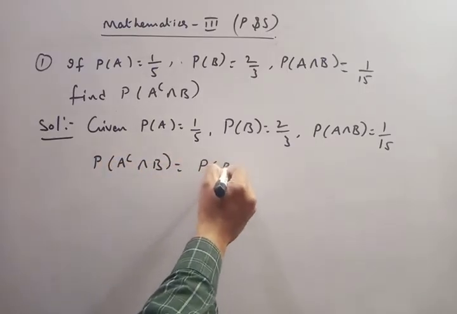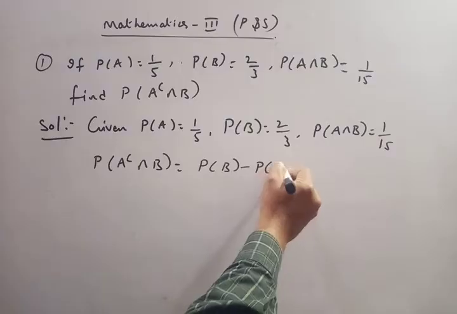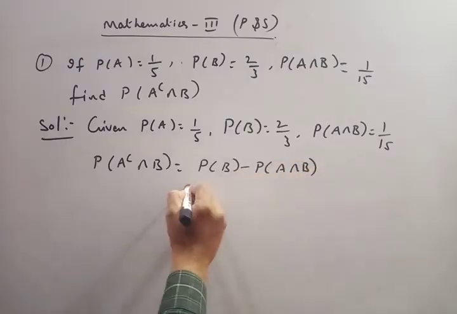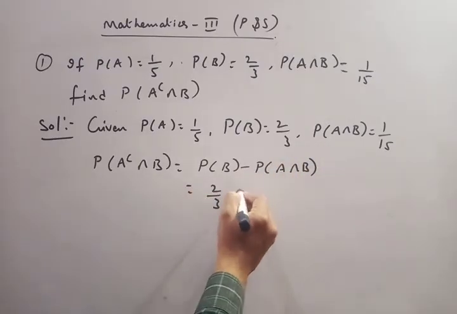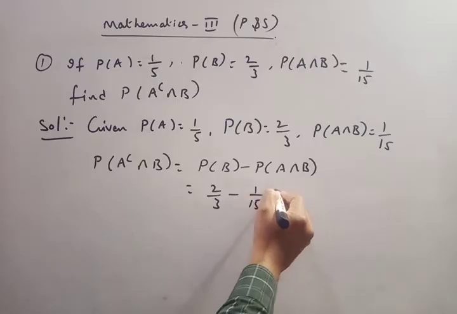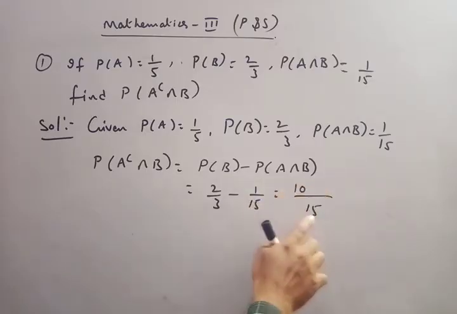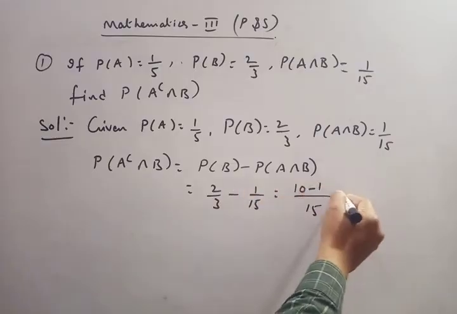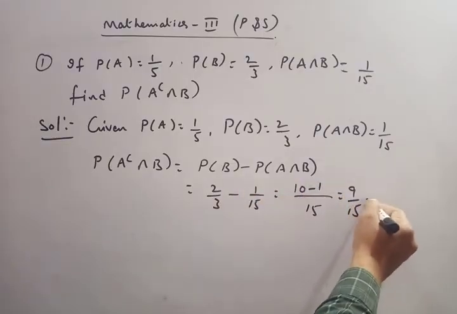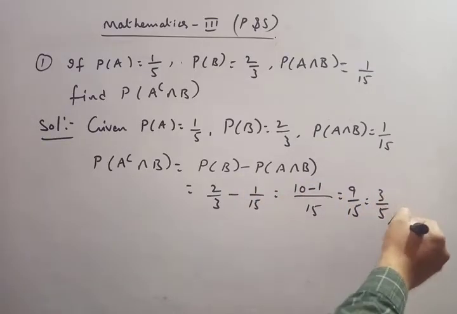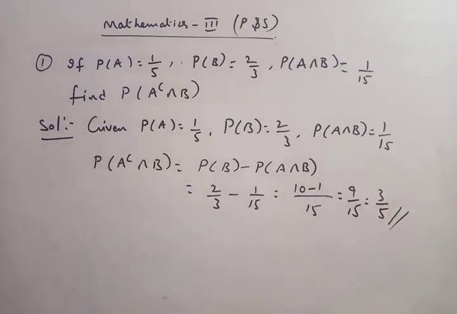So what is the formula? P of B minus P of A intersection B. So P of B is 2 by 3, P of A intersection B is 1 by 15. So LCM is 15, 3 5s are 15, 5 2s are 10, minus 1, so 9 by 15, which is 3 by 5. So that is the answer. Understand here? It is a very important problem. He gave it for 2 marks here.